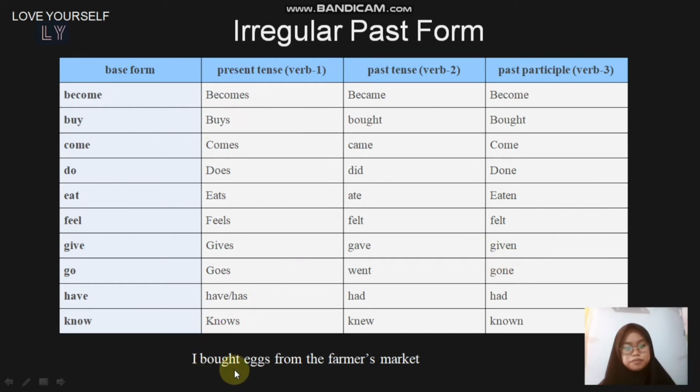And an example: I bought eggs from the farmer's market. I bought is past tense, or verb 2, because the sentence is in the past tense.